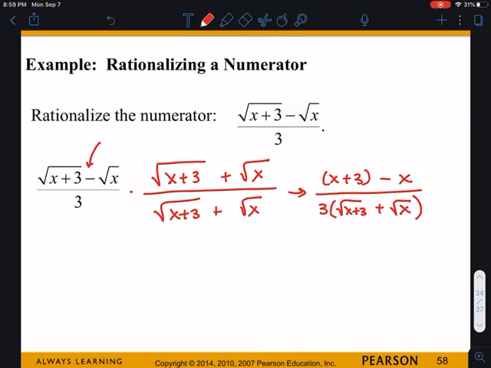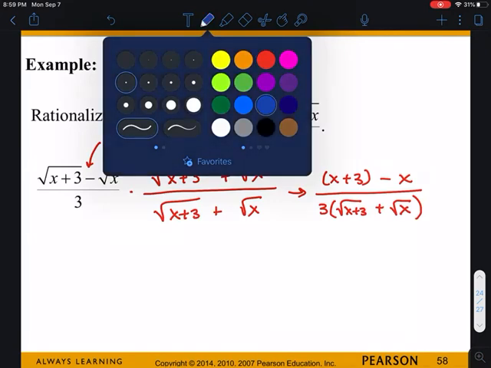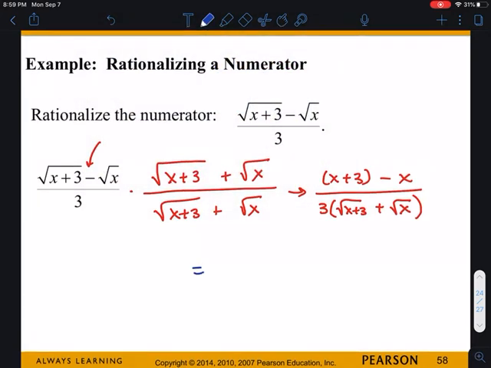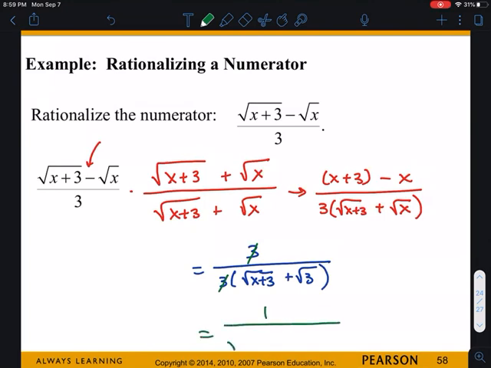And simplify it down just a little bit more on the top there. x plus 3 minus x, the x and the minus x is going to give us just a 3 left on the top. And we have a 3 times all that. Do you see what else we need to simplify down? The 3's also simplify, so that leaves us with a 1 on top of the square root of x plus 3 plus the square root of 3.